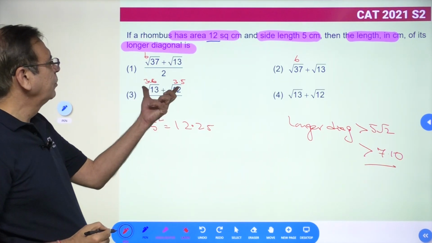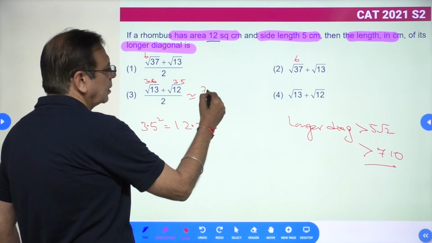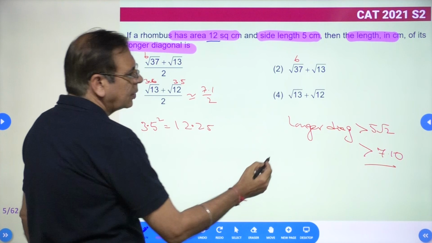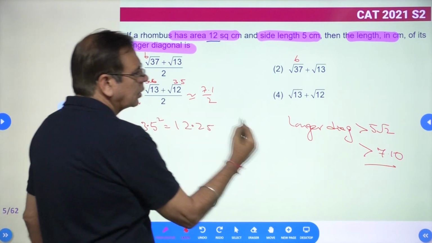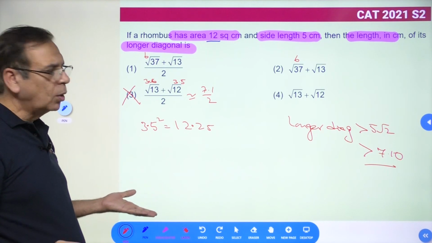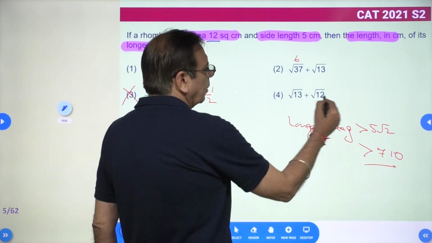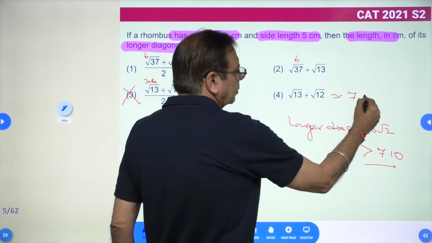So how much does it become? 3.5 plus 3.6, 7.1 by 2 approximately, which is obviously a wrong answer because this will be less than 7.1. We want a value which is more than 7.1. Okay. Similarly, what about this one? This will be approximately 7.1.